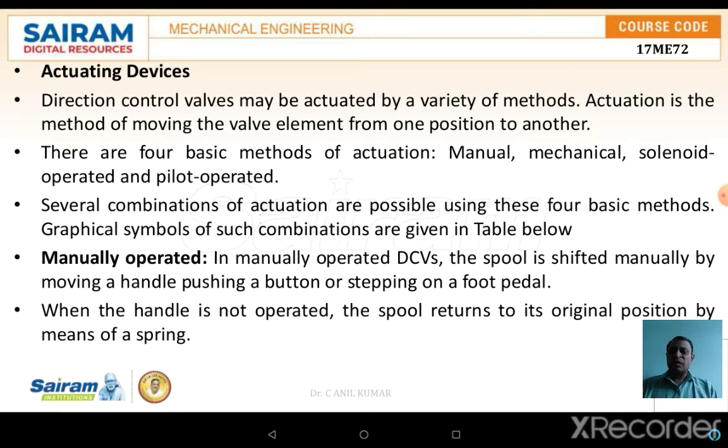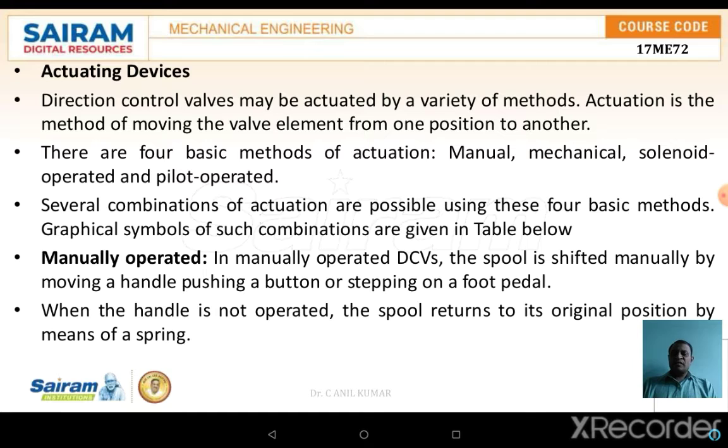There are four basic methods of actuation. Normally, it may be manually, mechanically, solenoid operated, and as well as pilot operated. Several combinations of the actuations are possible using these four basic methods. The graphical and symbolical representation of these actuating methods are represented in the table in the next slides. First, we are discussing the basic methods of the actuation system, and then afterwards how it is represented symbolically.